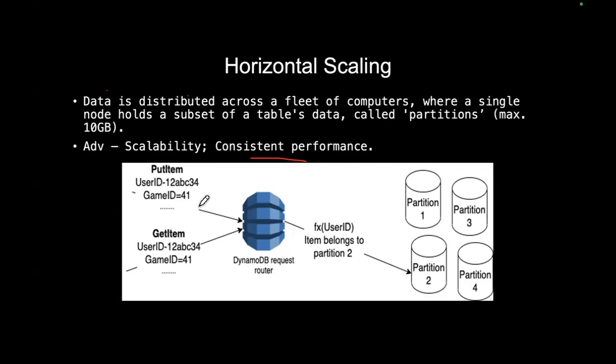Actually, yeah, so we're talking about the user games. Supposing this is the user games table over here, and a particular user has played, let's say, 5 games. We can be guaranteed that all of the items relating to that particular user are going to be on the same partition. Because of the way this hashing algorithm works, we can be guaranteed of that.